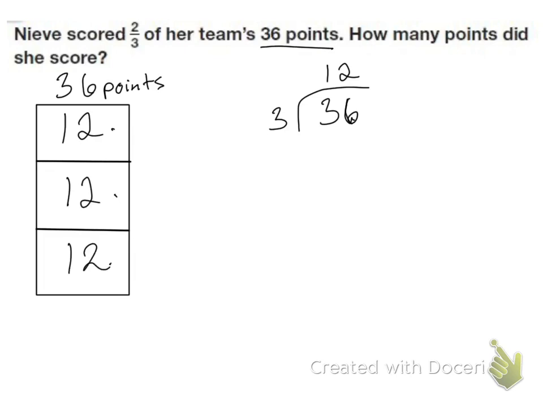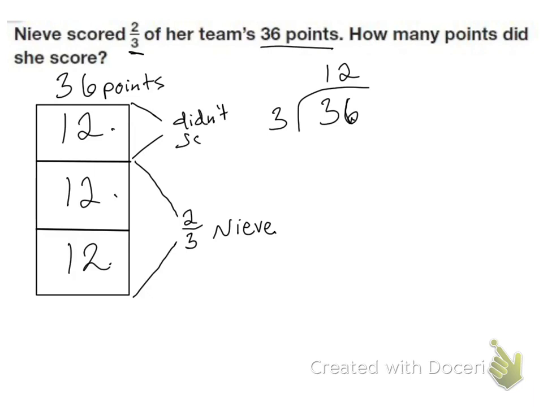Now it says she scored 2/3 of her team's points. So I'm going to show with my arrows 1, 2 of thirds, which is how much she scored, which means that this other one is how much she didn't score. So the question asks, how many points did she score? Well, she scored 2/3, so 12 plus 12 equals 24 points.